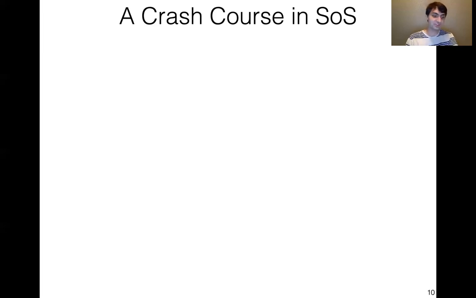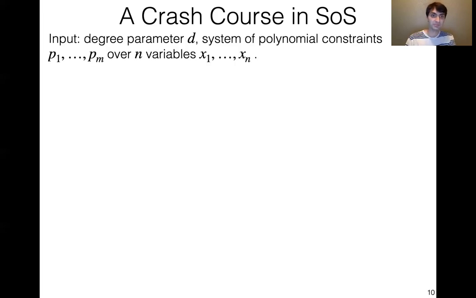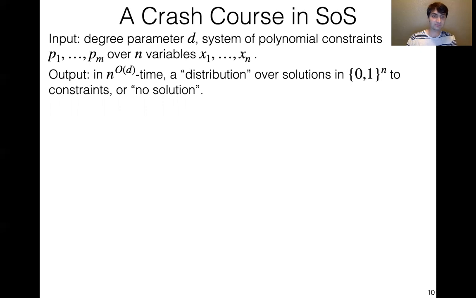And for simplicity here, I'm going to explain the sum of squares algorithm over the hypercube, which is all we need for the purposes of this paper. So the input is a degree parameter d and a system of polynomial constraints over n variables. And the output, in n to the O of d time, is a fake distribution over solutions over the hypercube to these constraints, or else it outputs no solution. The algorithm can't actually output a distribution, because that would imply P equals NP, essentially.